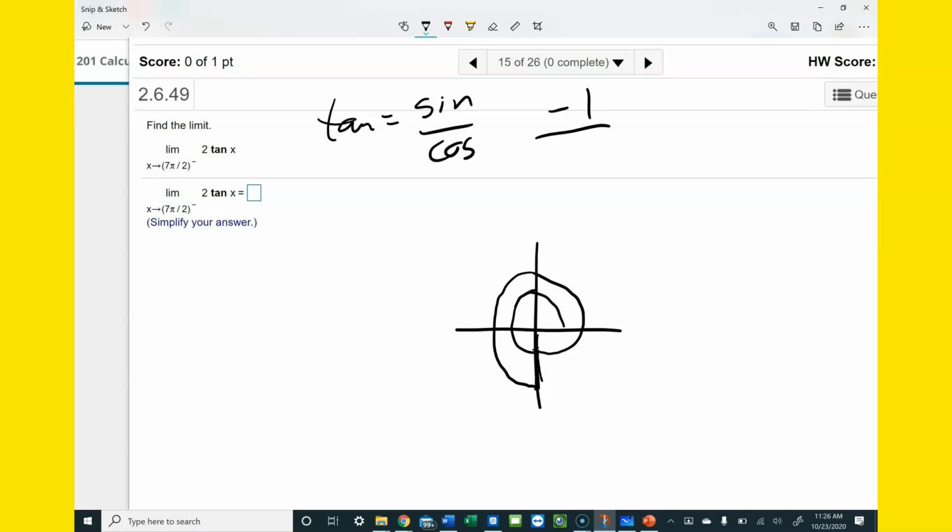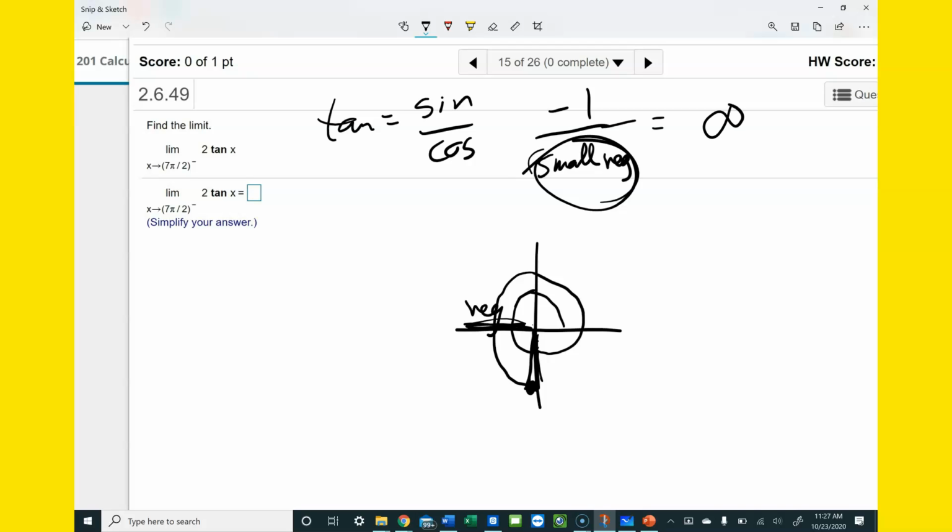What is cosine of this? Cosine of 7 pi over 2 is going to be 0. But what is it when I'm just barely at it, like almost there? What is the horizontal component of an angle almost there? Well, it would be really close to 0, but it would be a small negative number, because the horizontal component over here is negative. So we got a negative over a really small negative, which is a negative over negative, so positive, and since it's over an unimaginably small number, this is going to go to infinity.